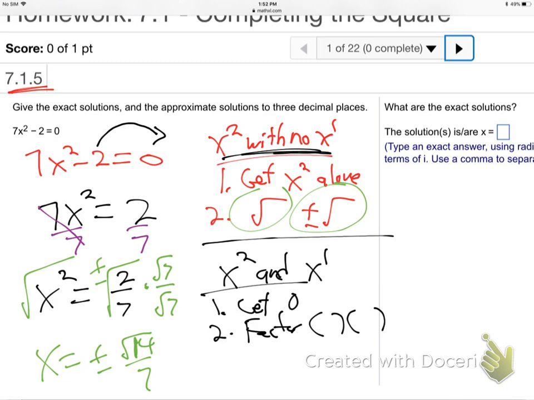Is that good? Root 14 over plain 7. Do you see why it's plain 7 on the bottom? Because 7 times 7 is 49. The square root of 49 is 7. On the top, it's just root 14. Can't square root 14, but you can square root 49, huh? Is that okay? That's the answer. There's two answers. It's plus and minus. Let's go type that in.